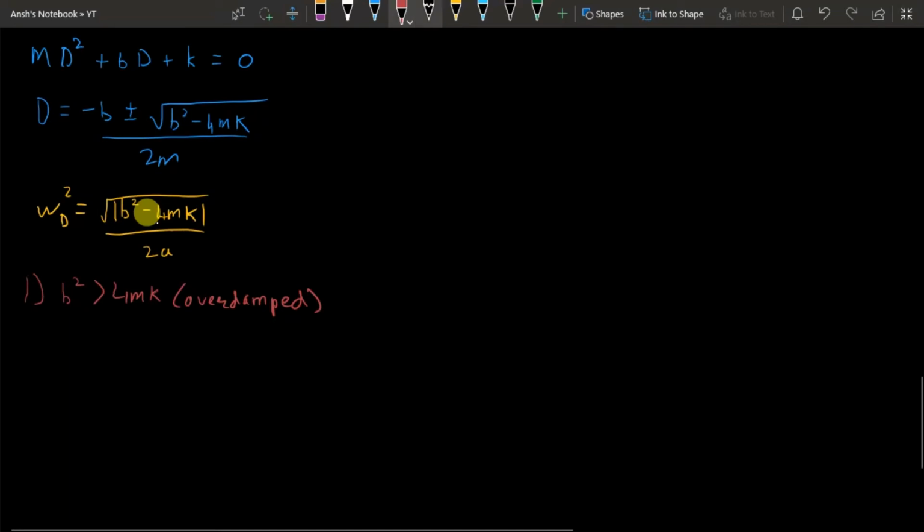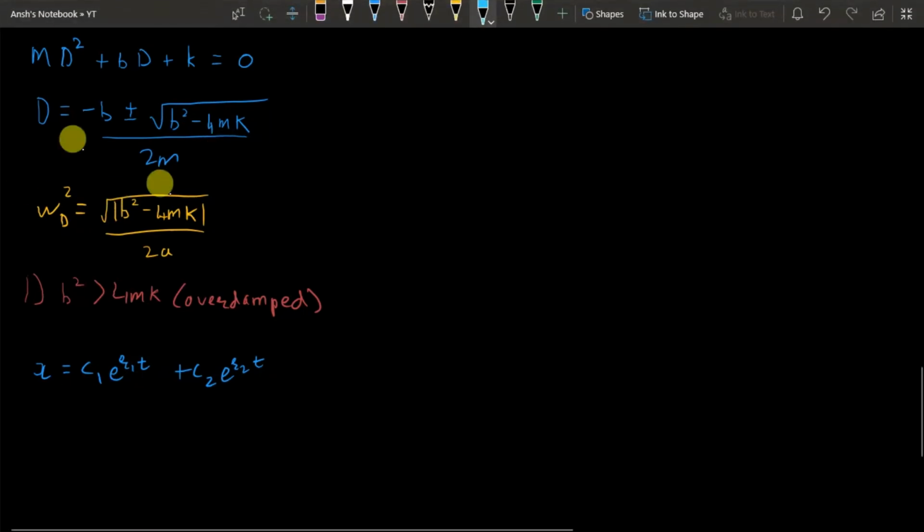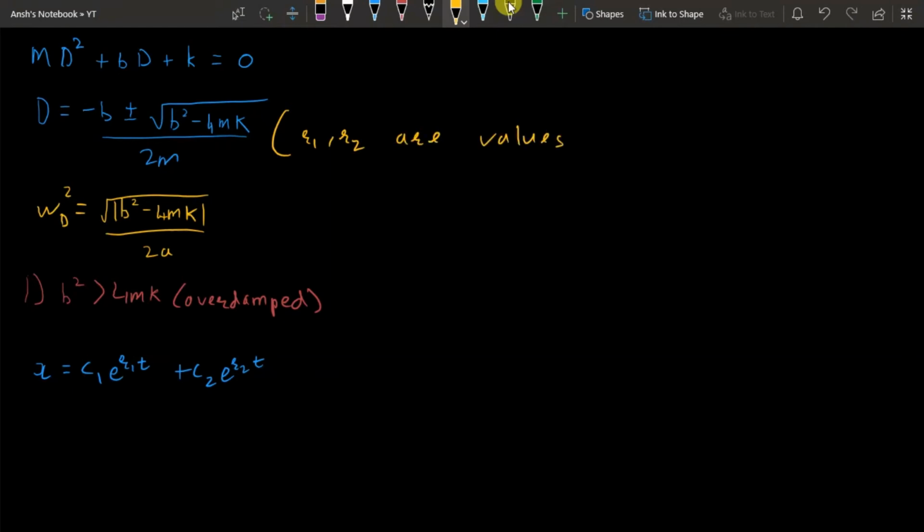So the solution in this case would be x is equal to C1 e raised to R1 t plus C2 e raised to R2 t. And here R1 and R2 are, as we know, the roots of this equation right here. So let's just write that down. R1 and R2 are the roots of this equation.